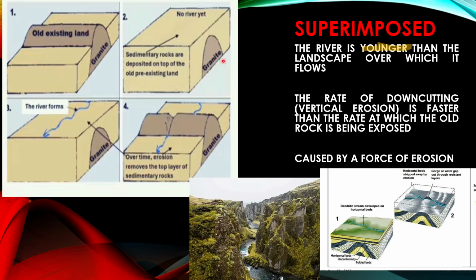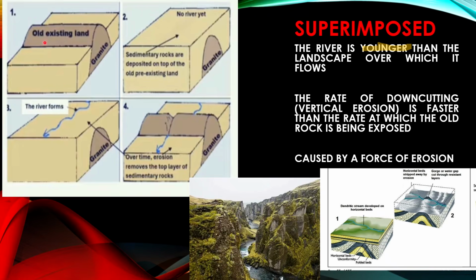Now, let's use the diagram on the side to help us understand, because in most textbooks or exam papers, they don't show you all the steps. They don't show you steps 1, 2, 3, and 4. They only show you step 3 and 4, so it's very hard to understand how a river is younger than the landscape. But if you look at this diagram here, let's look at number 1.